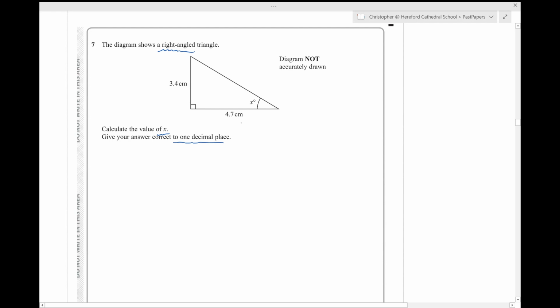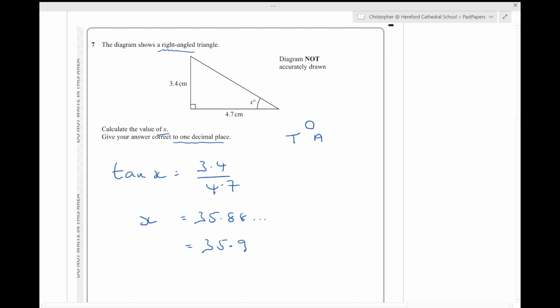I'm going to use tan, because the two sides I know are cozy around the right angle. So that means that tan of the angle is the opposite over the adjacent. So on my calculator, I'm going to put 3.4 divided by 4.7, press the equals button, and then shift tan, inverse tan that answer. That gives me 35.88 and so on. And so to 1 decimal place, my answer is 35.9 degrees. And that's question 7 complete.